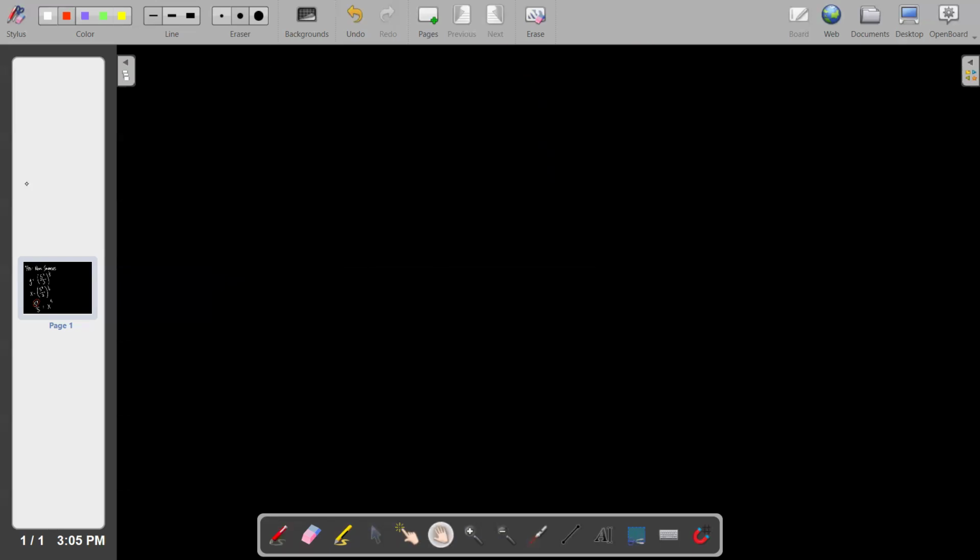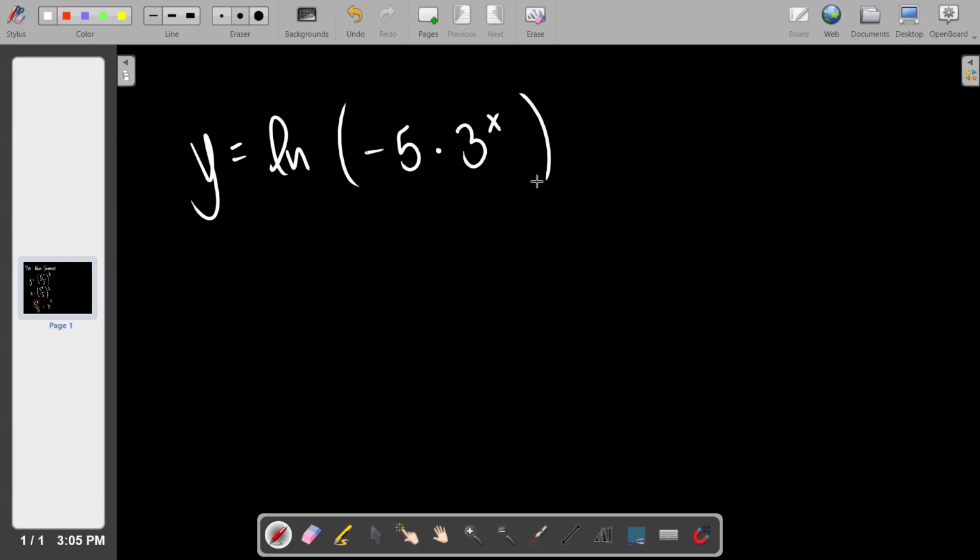All right, couple more. y equals the natural log of the quantity of -5 times 3 to the x.